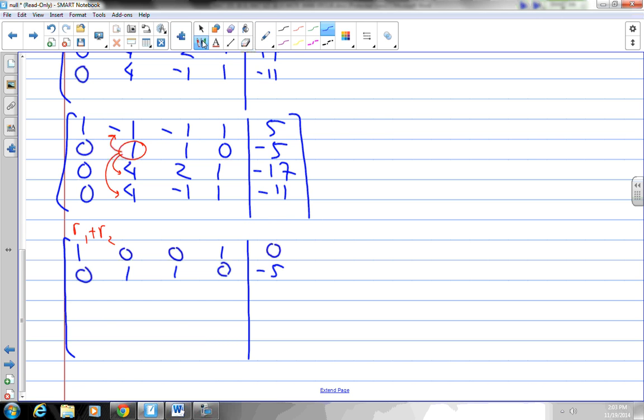And then we're going to do negative 4 times row 2 added to row 3, and negative 4 times row 2 added to row 4. So we're going to use this one to kill the 2 4s on the bottom.